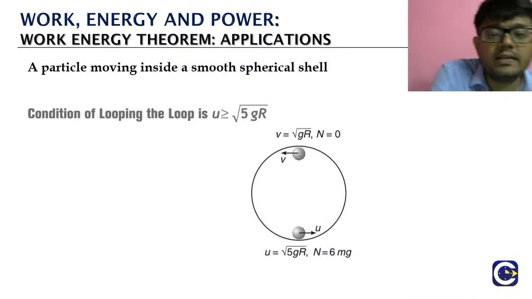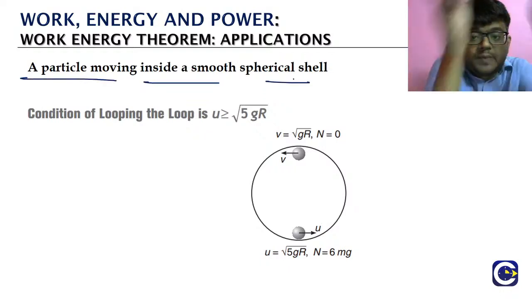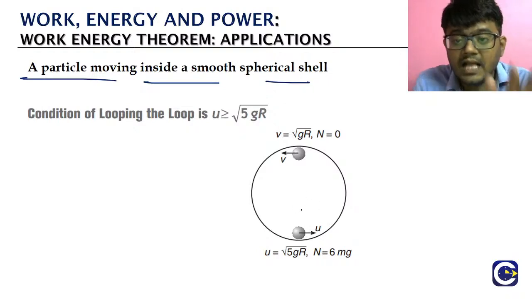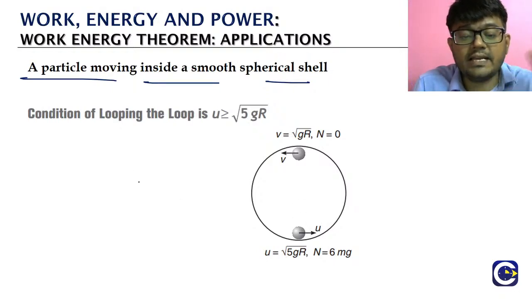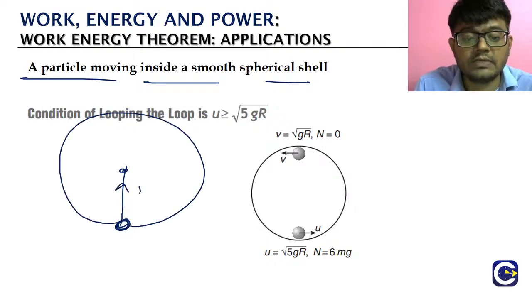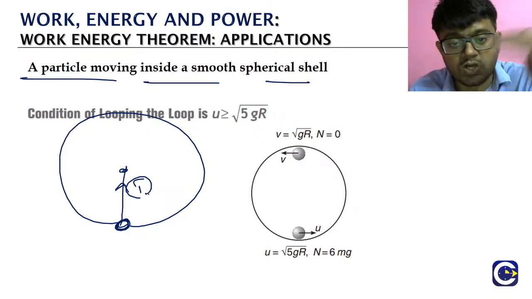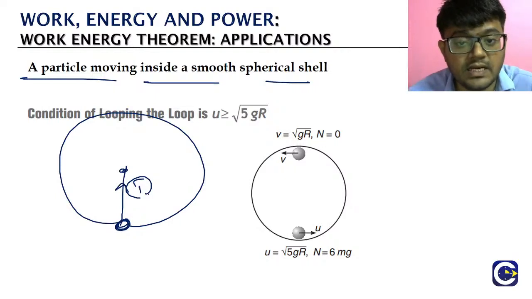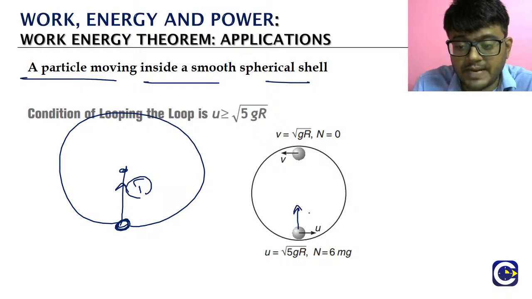Other than that, we look at the particle in a vertical circle but inside a smooth spherical shell. It is the same as before, everything is the same, but the difference is this: when you look at an object connected to a rope, tension is the one that generally creates the centripetal acceleration, along with the weight component. Here, the same role is going to be played by the normal reaction.